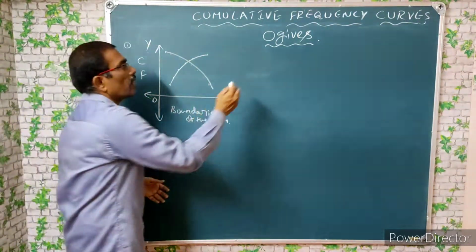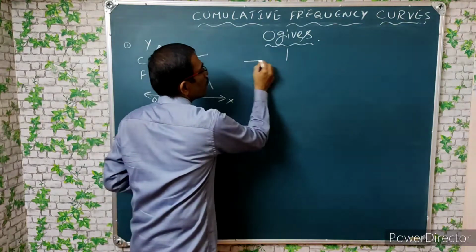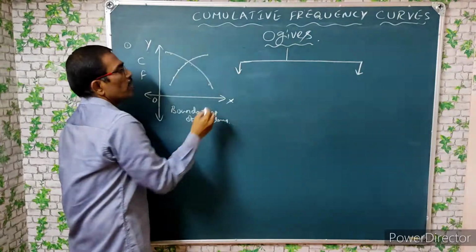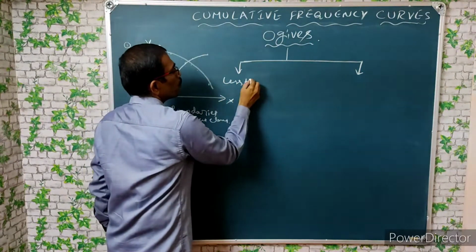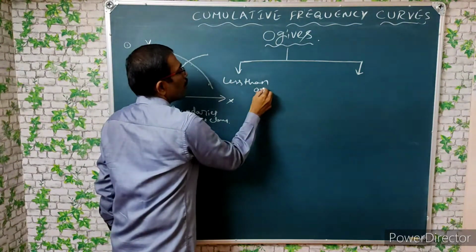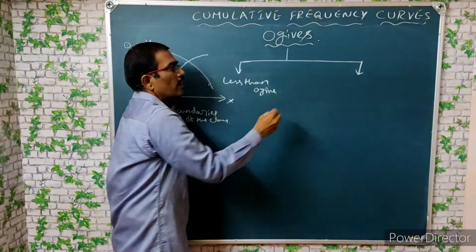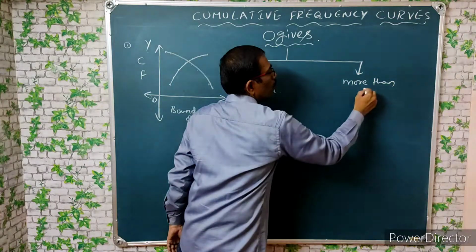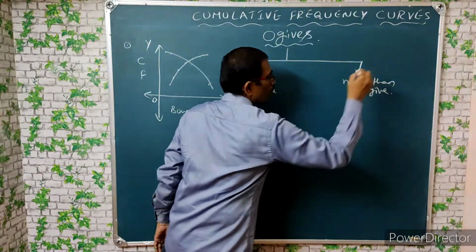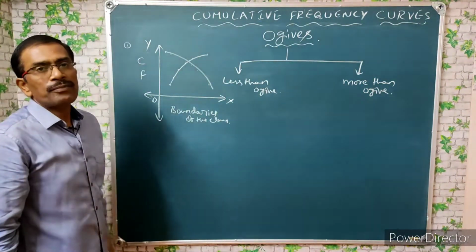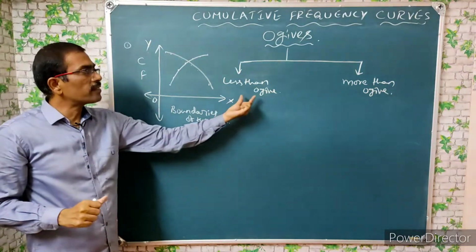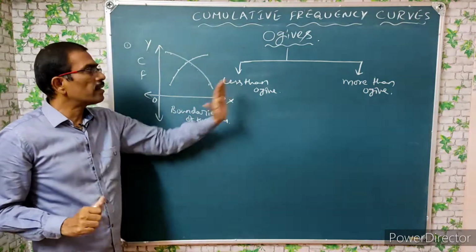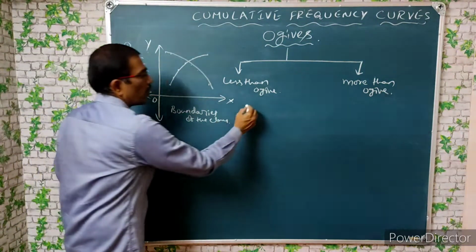There are two types of ogives. The first one is the less than ogive, and the second one is the more than ogive. What is a less than ogive? Let us see through the graph.